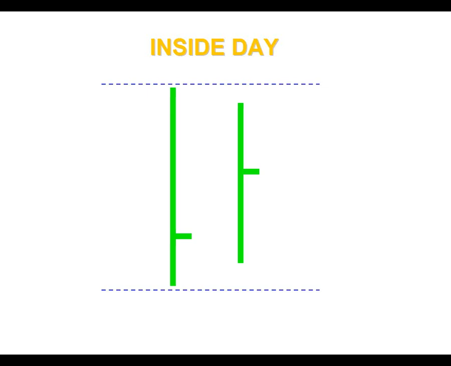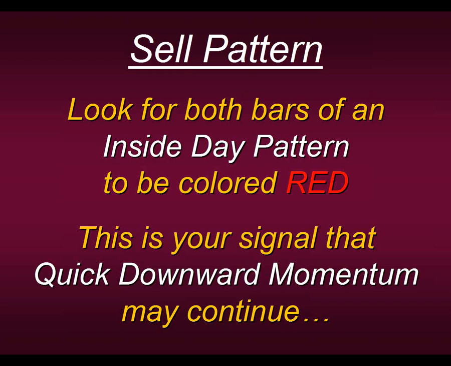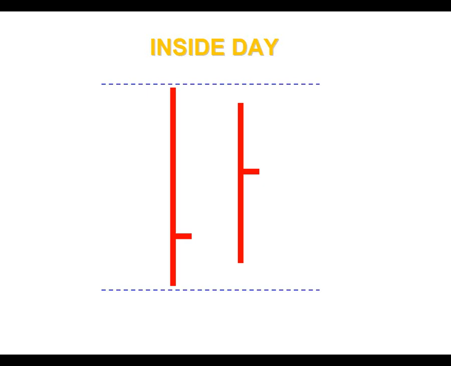buy signal. Now conversely, if we want to go short, well, we're going to look for both bars of an inside day pattern to be colored red. Okay, we're looking for that inside day pattern, and now with the PET-D applied, we want to see that both bars are red. Why? Because this is our signal that a quick downward momentum move may continue. And this is what we're looking for. It's the same inside day pattern, regardless of being day bars or 5-minute bars or weekly bars, but now both are colored red. This is a strong sell signal.